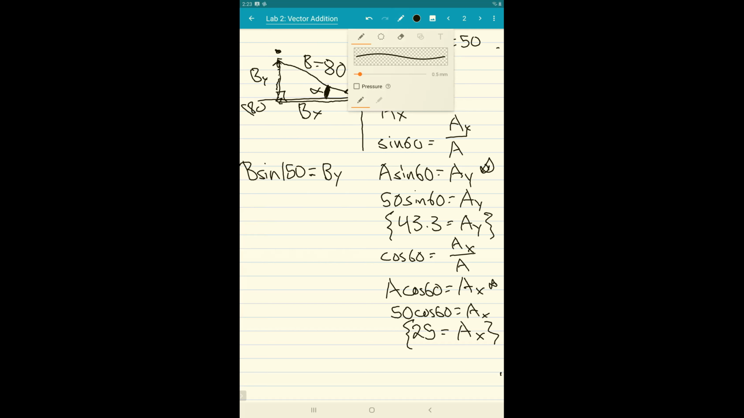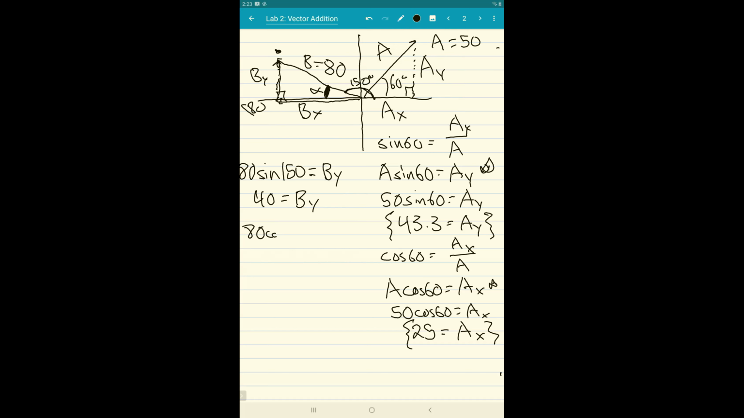I could have skipped even further. I don't have to put b here. We know what b is. B is 80. So this is 80 sine 150. That should be 40, I think. Let's see. Yay, it's 40. 40 is b sub y. Now, does it make sense that b sub y is positive? Yes, because it's pointing up, and up in the y direction is positive.